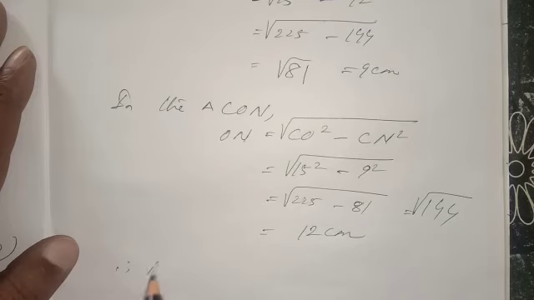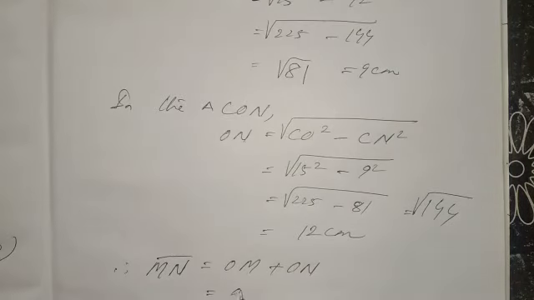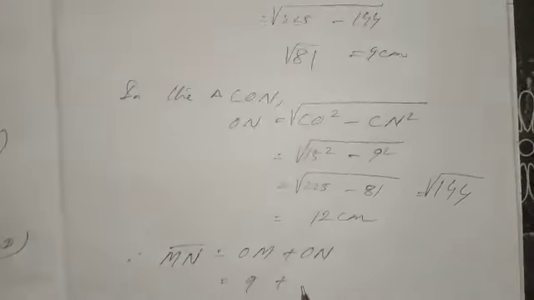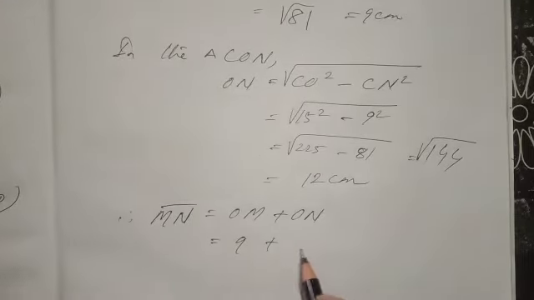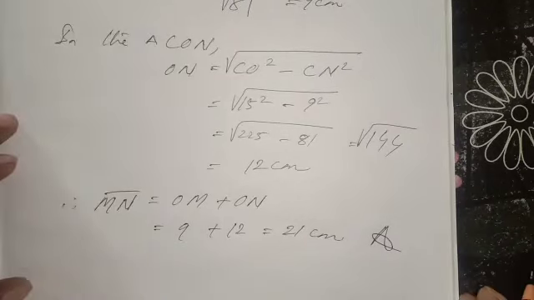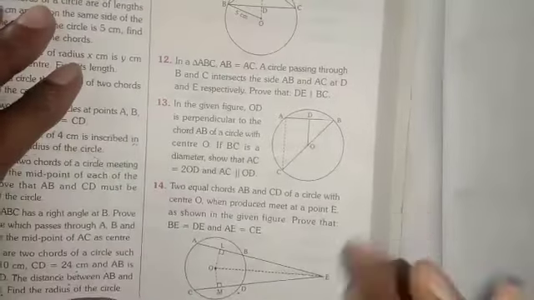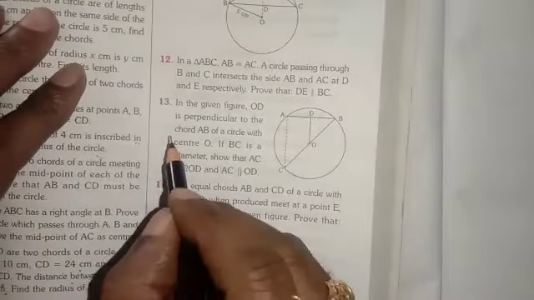Therefore, MN is equal to OM plus ON. Here OM you got 9 centimeter and ON is 12 centimeter. 12 plus 9 is 21 centimeter. In this way, question number 17 also completed. Let us go on to one more sum. Let us see the last one today I will do, that is number 13.